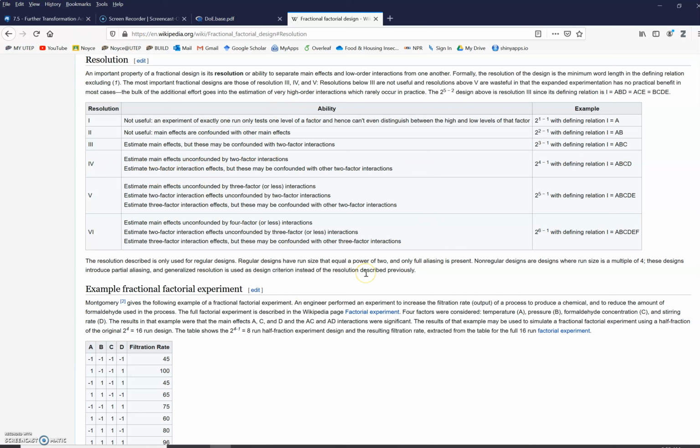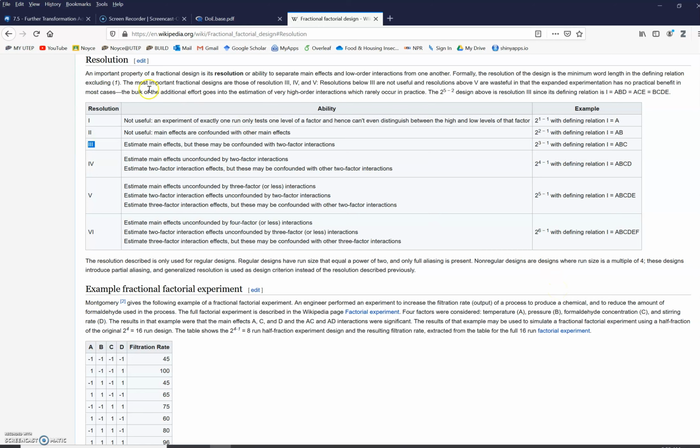So you can define the resolution, and in general, until you get to level 3 for your resolution, you don't have a well-defined fractional factorial. So what is resolution? Resolution is just that ability that the design has in separating out your main effects from the more salient interactions. So in effect, your lower order interactions.